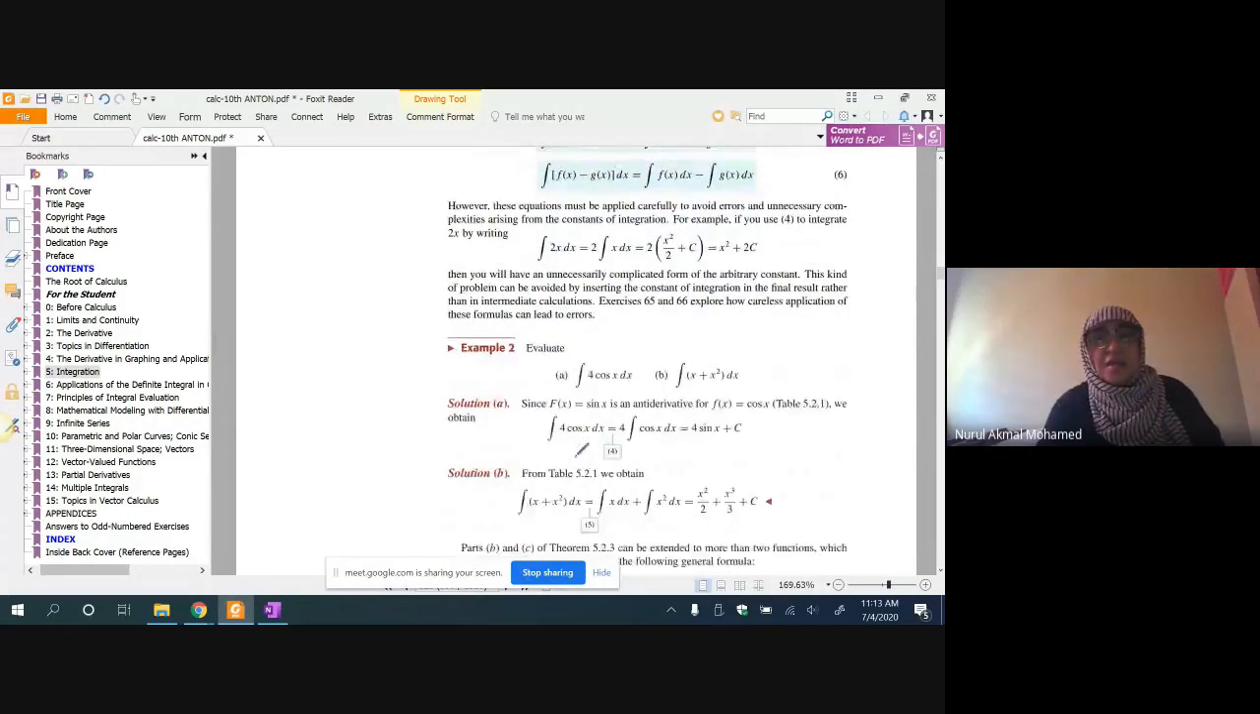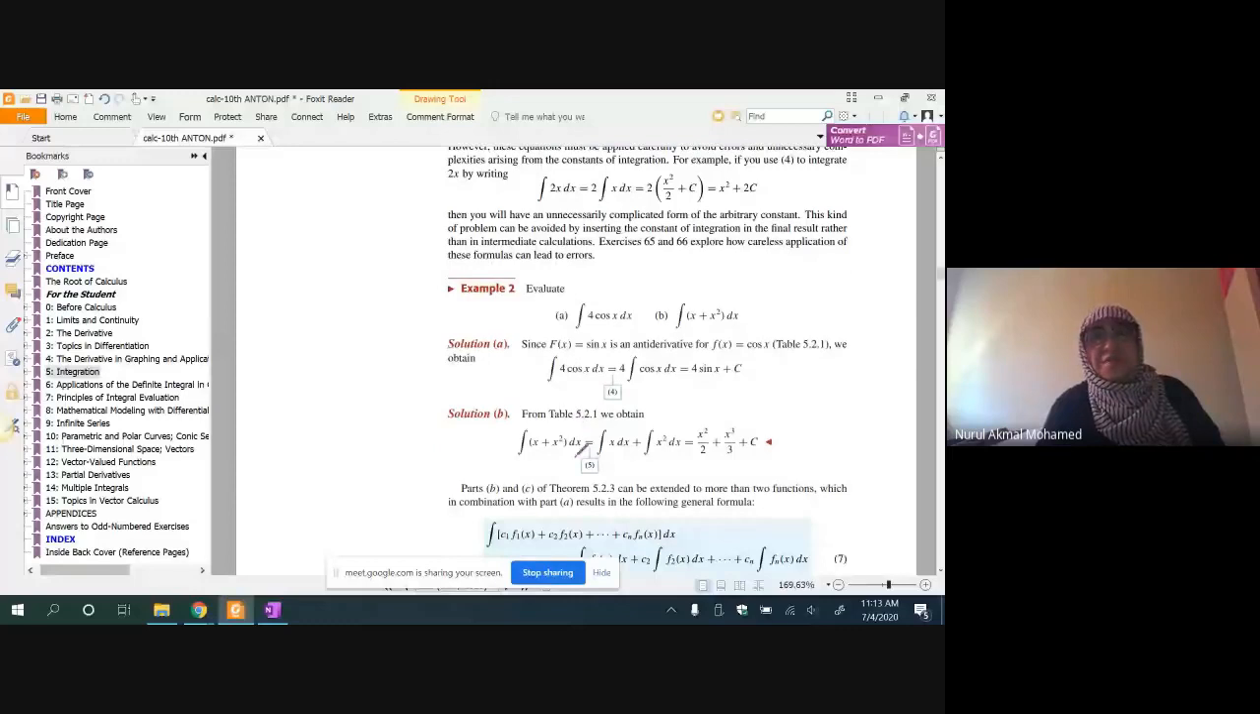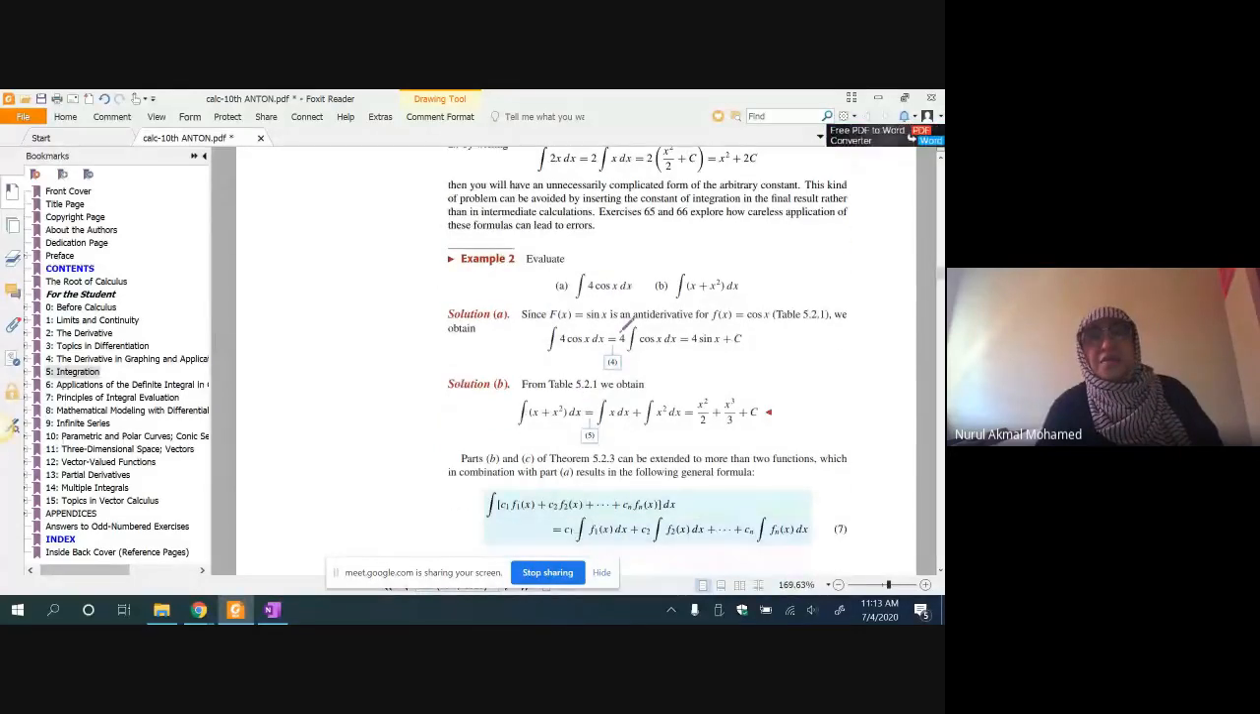Okay, let's look at example 2. Example 2, we have integration of 4 cos x. So 4 here is a constant. You can always take out the constant 4. So what is left is integration of cos x. The integration of cos x will be sine x, so 4 sine x plus c.